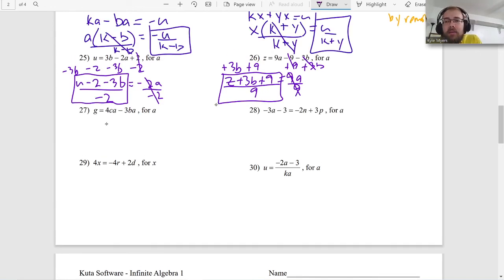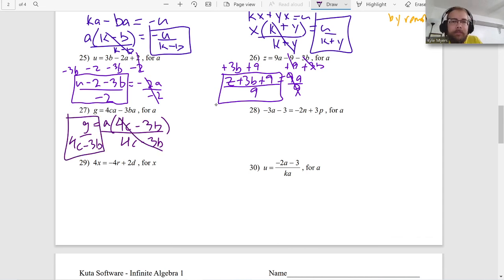A and A, we want to factor out A. 4c minus 3b. Boom. Then we would divide both sides by 4c minus 3b. 4c minus 3b, boom, that goes away. There's the answer. And we are on the third to last problem.